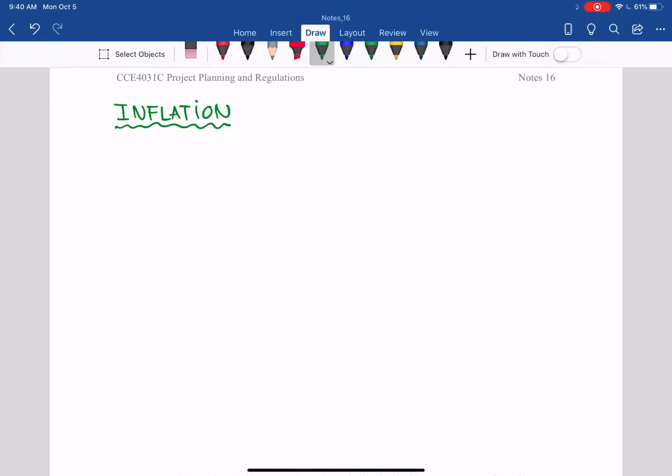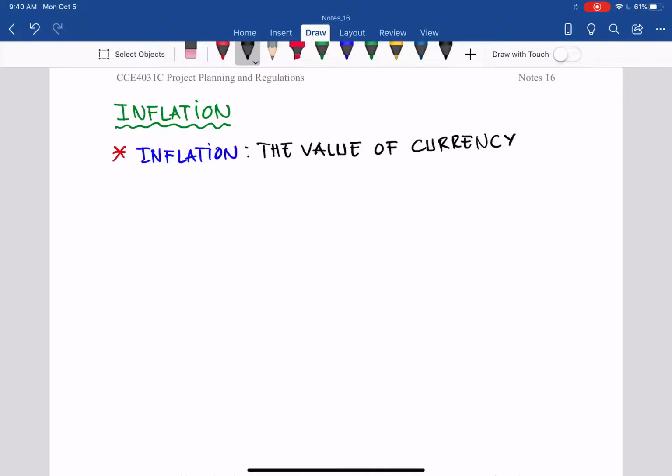The last topic we discussed today is inflation. So what is that about? Inflation. I think you have heard that term before. But basically, that is when the value of currency decreases. So when the value of currency decreases, we call that inflation.